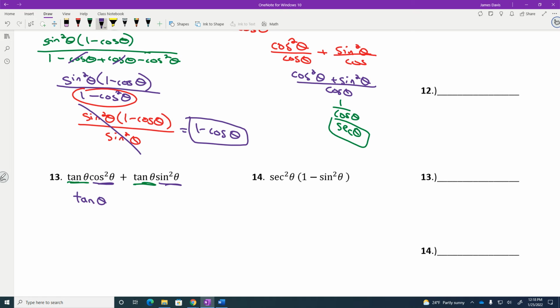So we pull out a tan theta. We're left with cosine squared theta plus sine squared theta. So we just pull out the GCF. And this is 1. So we just have tan times 1, which is just tan. So that's fine.